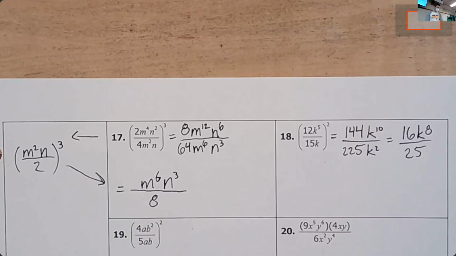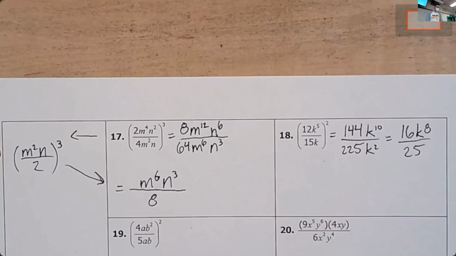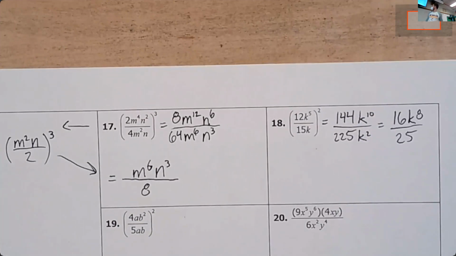All right, try number 19 on your own. 19 is just like 17 and 18. Give that one a try, and then we'll take a look at that answer in a couple minutes. Maybe even sooner than that. Yeah, I'm just going to go ahead and get attendance done here. So let's see.